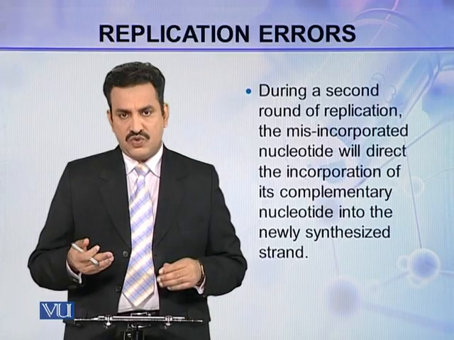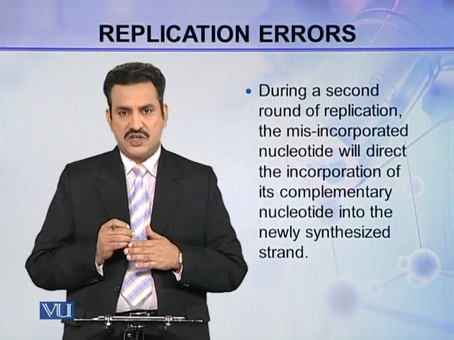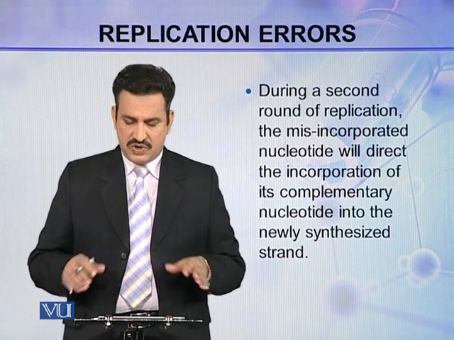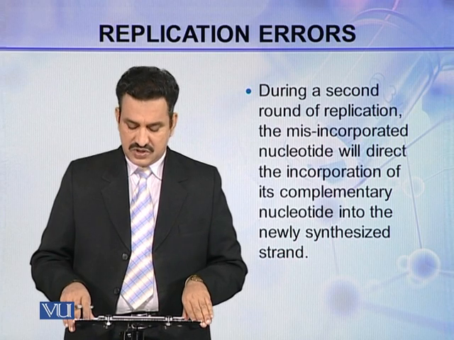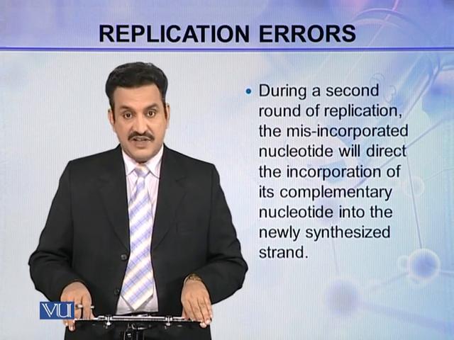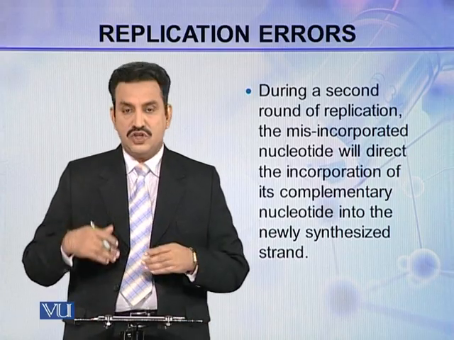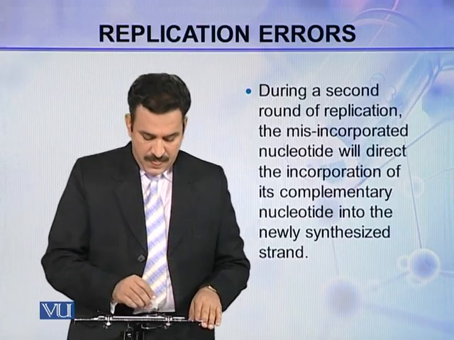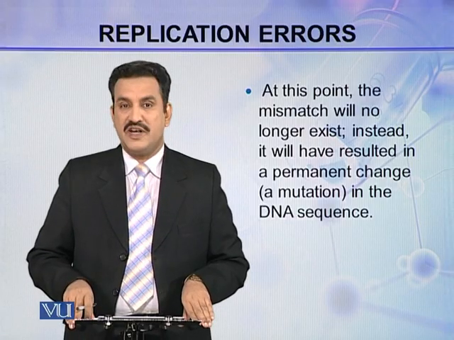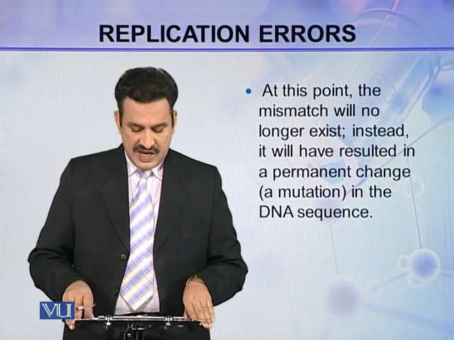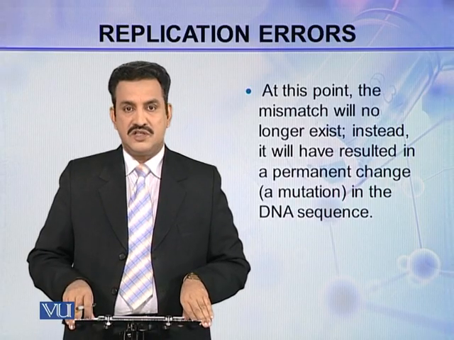During a second round of replication, so in the first round, a misincorporation has taken place. A base has been incorporated wrongly, but in the second round of replication, the misincorporated nucleotide will direct the incorporation of its own complementary nucleotide into the newly synthesized strand. At this point, the mismatch will no longer exist. Instead, it will have resulted in a permanent change, a mutation in the DNA sequence.